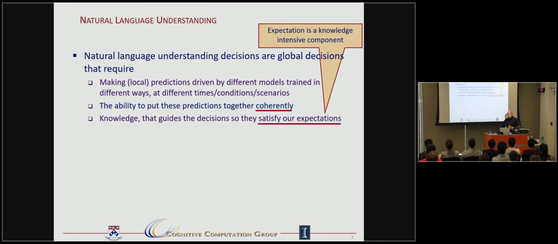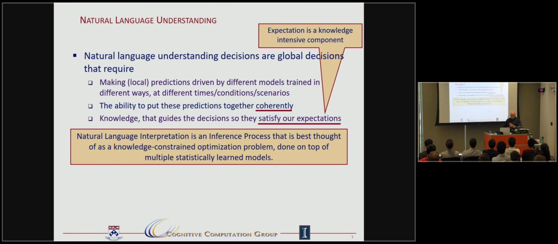And my goal in this talk, in some sense, is going to be to tie the notion of expectation to the notion of learning. So the thesis that a lot of my research works under is that natural language interpretation is really an inference process that is best thought of as a knowledge constraint optimization problem that is done on top of many statistically learned models. But in order to be able to learn, I think that the notion of expectation from the output is key, and this is in some sense what I'm going to talk about.